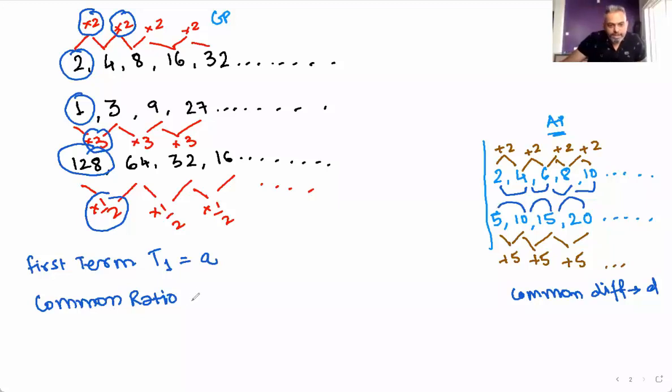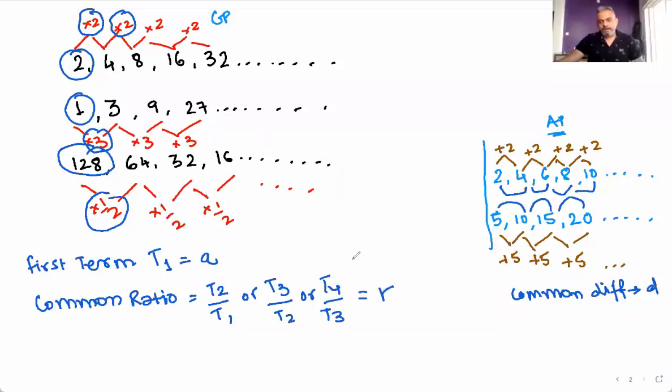But over here we have common ratio, that is second term divided by first term, or third term divided by second term, or fourth term divided by third term, which is denoted by symbol R. Common divisible number or common ratio denoted by small r.